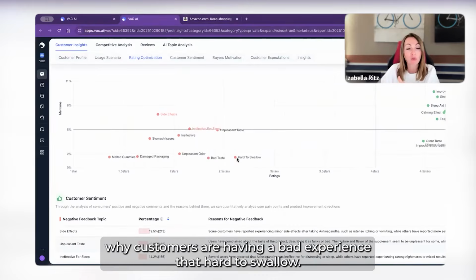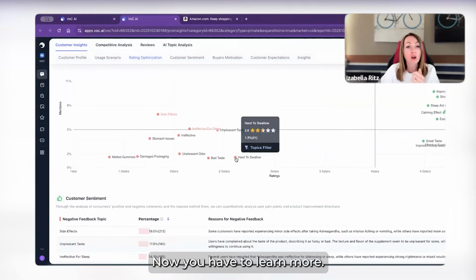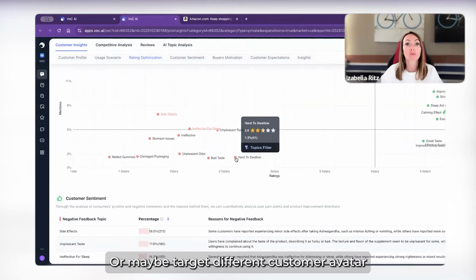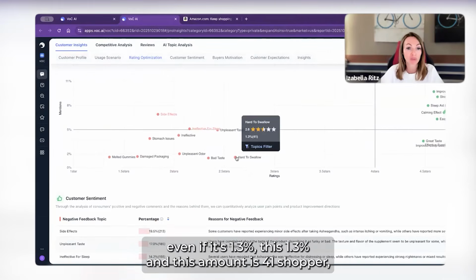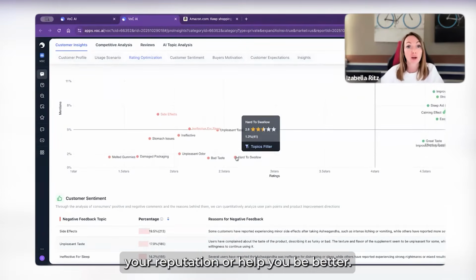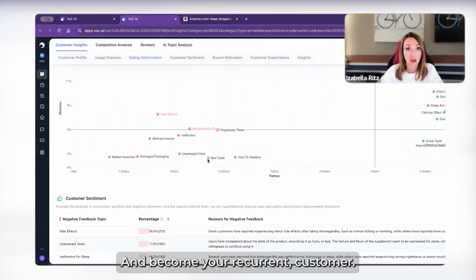Then hard to swallow. Now you have to learn more. Who is saying that? So you will be able to avoid it or make it better, or maybe target a different customer avatar. Even if it's 1.3%, this 1.3% amount is 41 shoppers. It's 41 potential shoppers that can destroy your reputation or help you be better and become your recurrent customers, right?